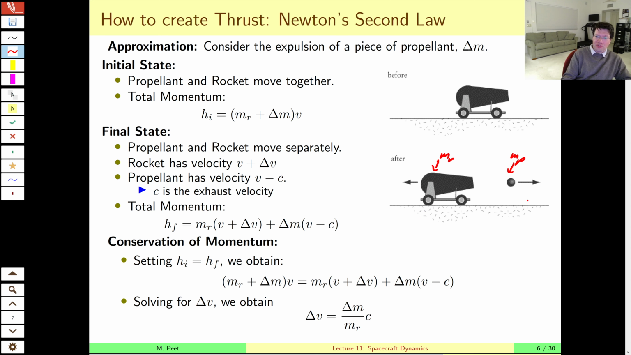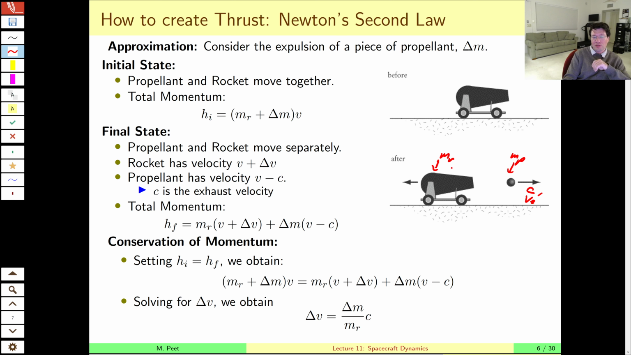So if you shoot the propellant out the back of the rocket at a velocity, which we'll refer to as the exhaust velocity, or VE or C, depending on which number you're using, then if this particle has a bit of mass, and it's spit out with respect to an inertial reference frame out of the back of the rocket at velocity c, that gives it some momentum, right?